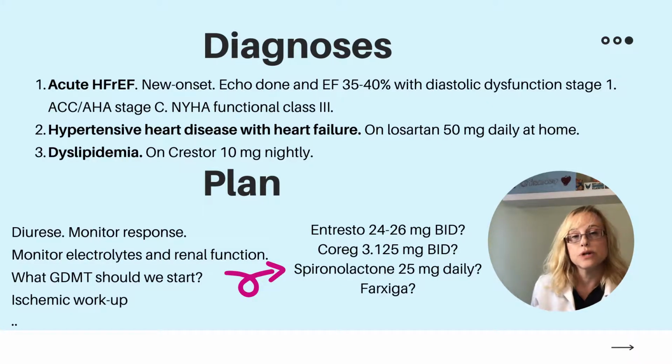Dapagliflozin, which is also known as Farxiga, has been approved by the FDA to reduce the risk of renal disease, cardiovascular death, and hospitalizations for heart failure, but it is not indicated for patients with an eGFR less than 25.